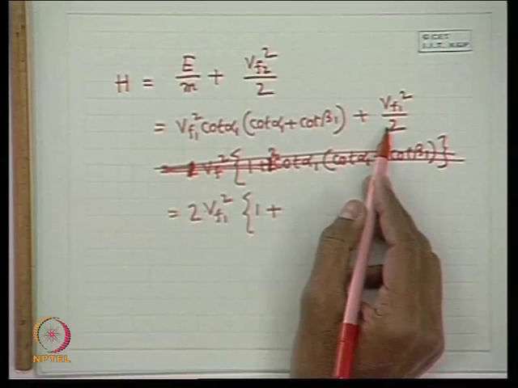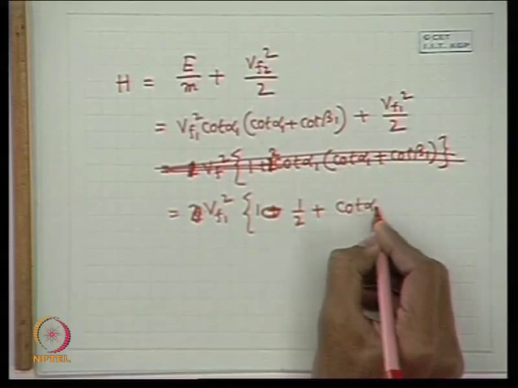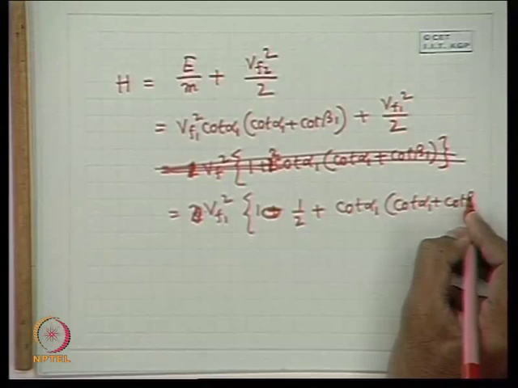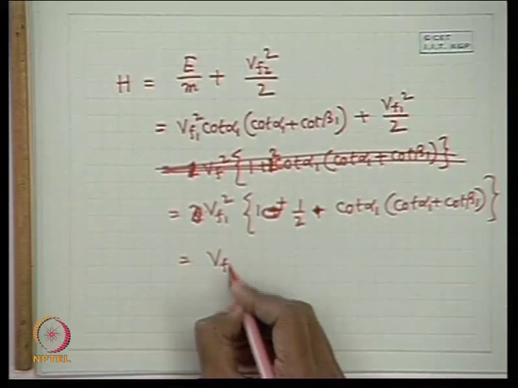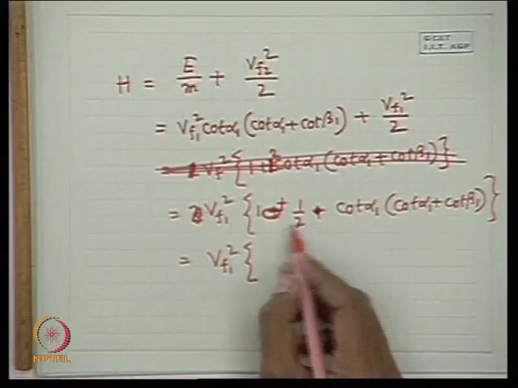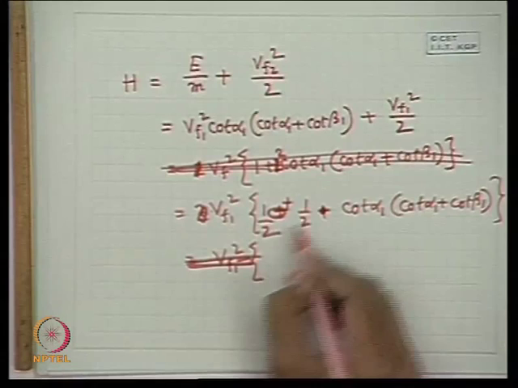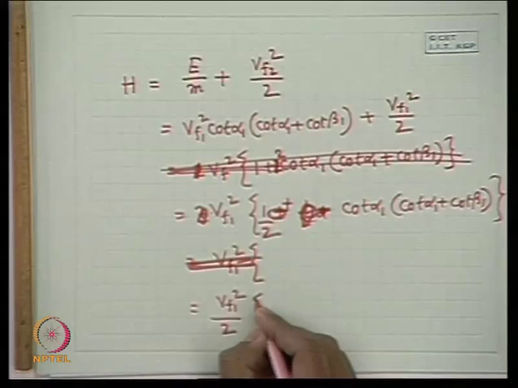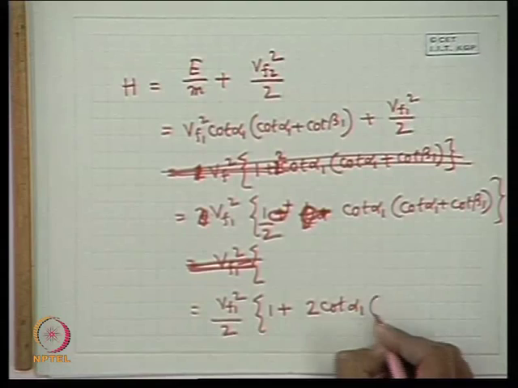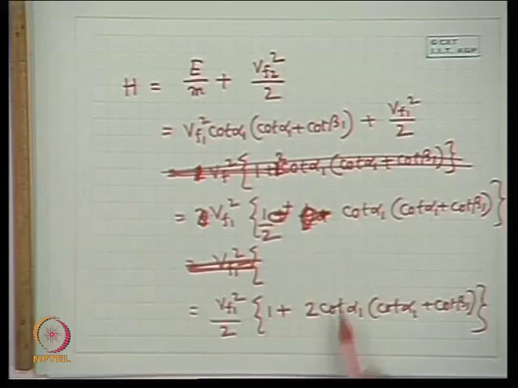If I take Vf1 square common, then what will happen? That is half plus cot alpha 1 plus cot beta 1. Okay, 1 plus half. So Vf1 square common, 1 plus half plus this thing. So Vf1 square by 2 into 1 plus 2 cot alpha 1 plus cot beta 1. A simple algebraic step, it's nothing great in it. That means if you take Vf1 square by 2 common, 1 plus 2, cot alpha 1 plus cot beta 1.